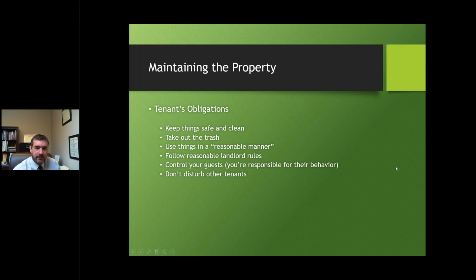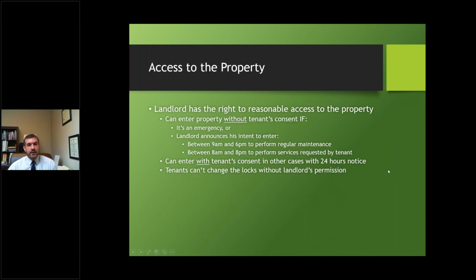All right, well, moving right along, access to the property. We often get questions, how often can the landlord come into the property? The landlord has the right to reasonable access. This is written into the South Carolina Residential Landlord Tenant Code. So even if this is not addressed in the lease, it's something that the Landlord Tenant Code supplements. The landlord cannot enter without the tenant's permission, generally speaking, unless there's an emergency or if the landlord announces his intent to enter to perform regular maintenance or services that the tenant actually requests. And you can enter with the tenant's consent in other cases, which you have to give 24 hours notice.